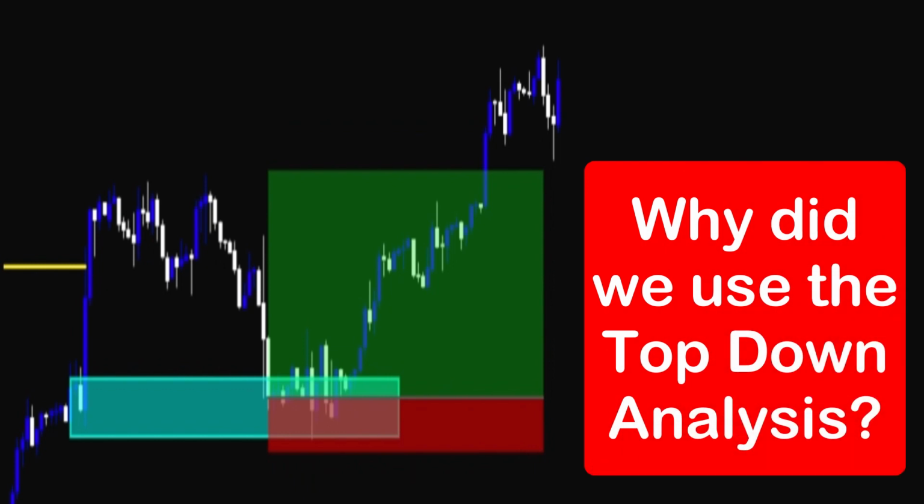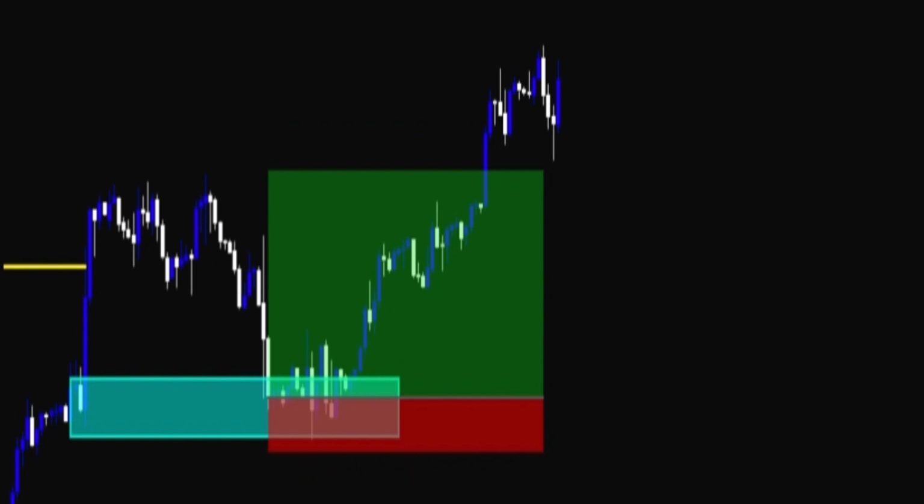Now let us understand that why did we use the top-down analysis in this strategy. So, the reason behind this is that if we have taken entry on the higher time frame, then we would have been late in taking the entry.